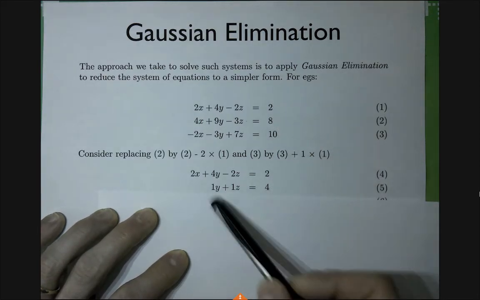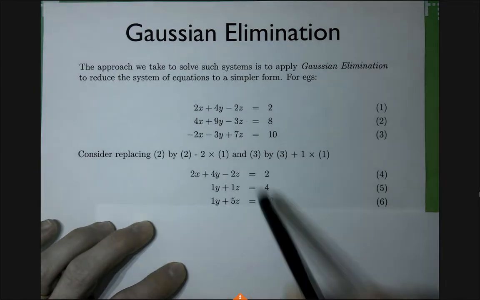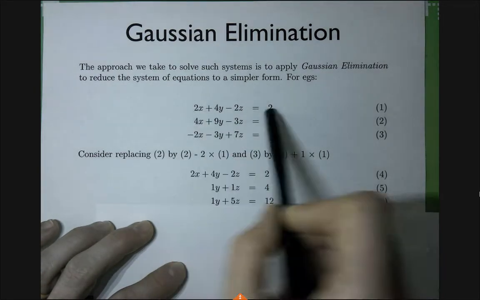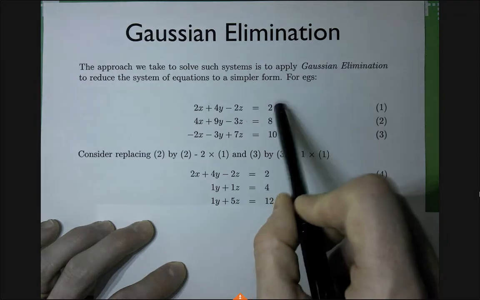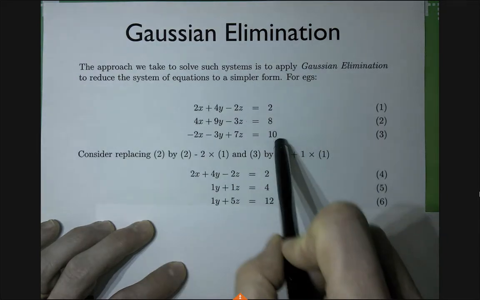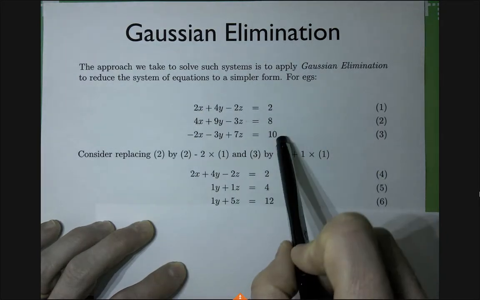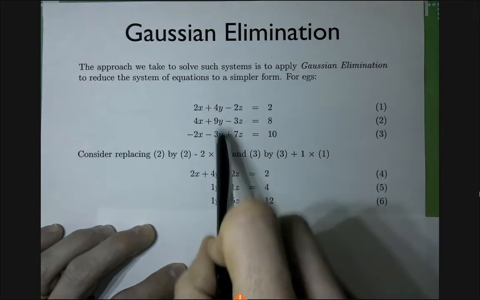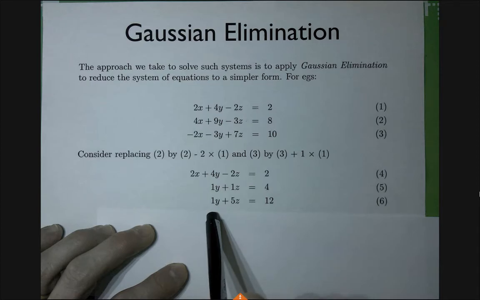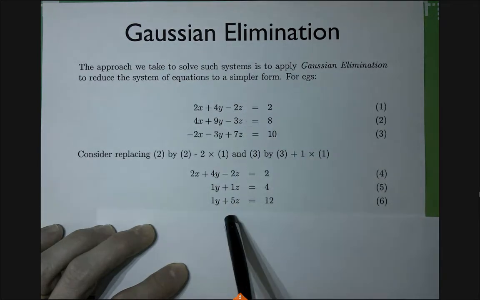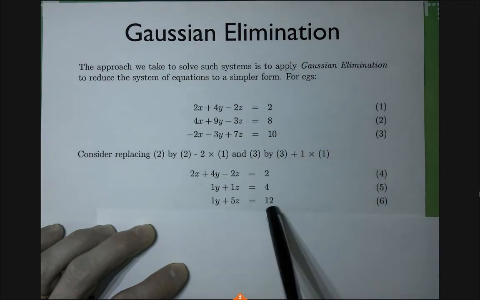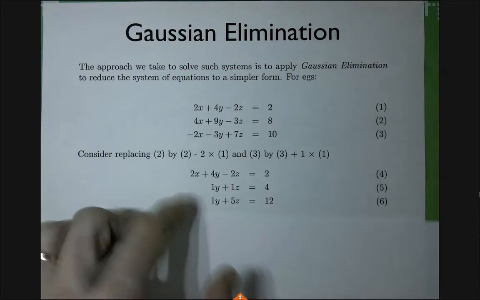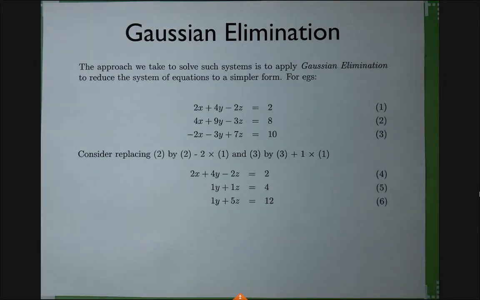Okay, so that's right. And we do the same thing for the third equation. Here I have to multiply the top equation by 1 and add it to the third one. So the x disappears, that's the point, right? And here if I do 4 minus 3, I get 1. -2 plus 7 is 5, and 2 plus 10 is 12. So that was one step of Gaussian elimination.